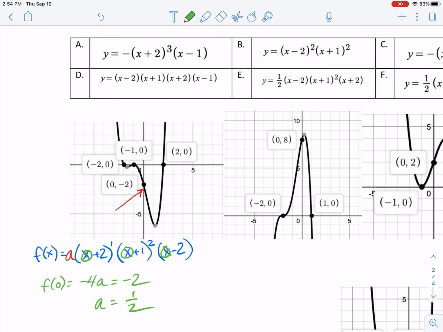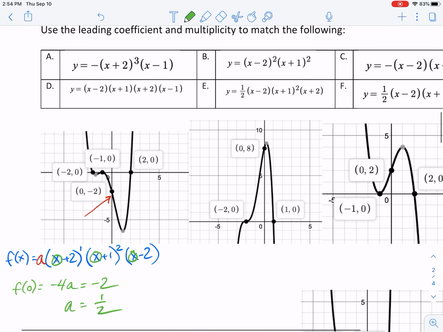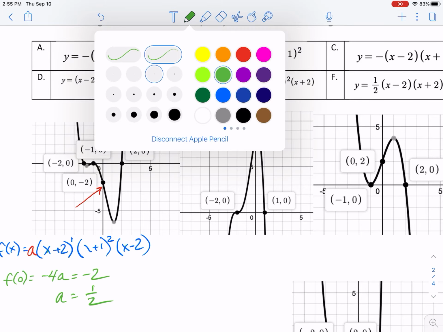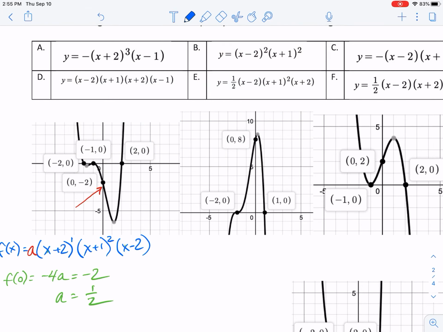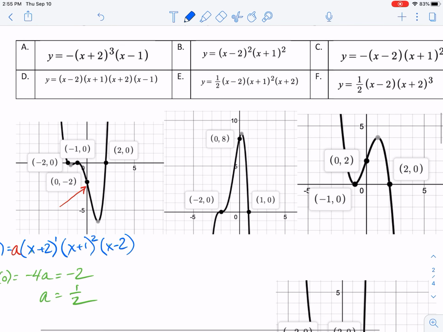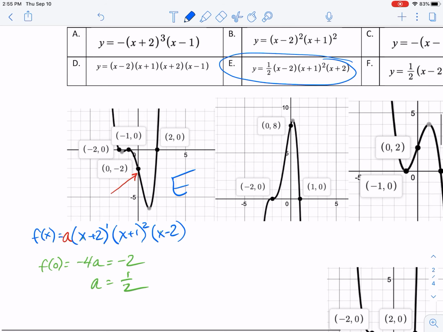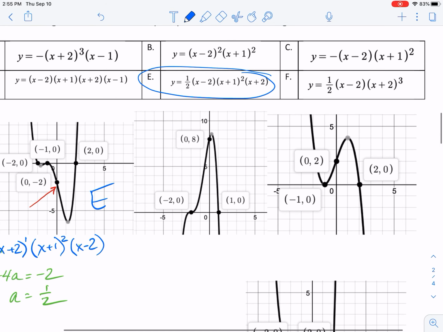So let's look back at our equations here. That got a little messy. Let's see if I can clean that up. Oh, I cleaned up too much. Okay. An x plus 1, I need a 1/2. I need it to be positive. I need an x plus 2, x minus 2, and an x plus 1 squared. So this first graph right here is going to be E. Let me make sure I agree with that. Plus 2 and a minus 2, and then a plus 1 squared. Yep, that looks good.